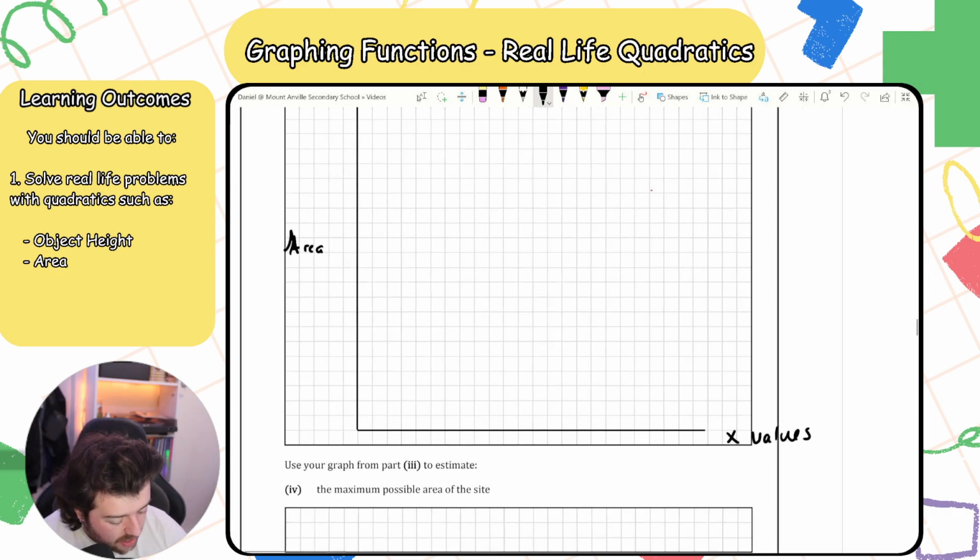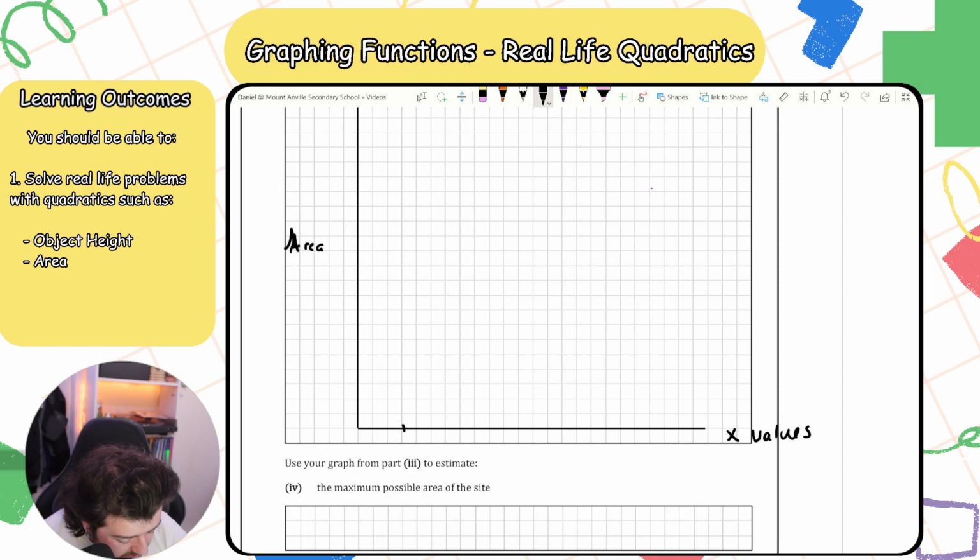So the area here, x values. I'm going to skip up in 3 boxes maybe: 1, 2, 3, 4, 5, 6, 7. And then I'm going to label it in tens: 10, 20, 30, 40, 50, 60, 70.